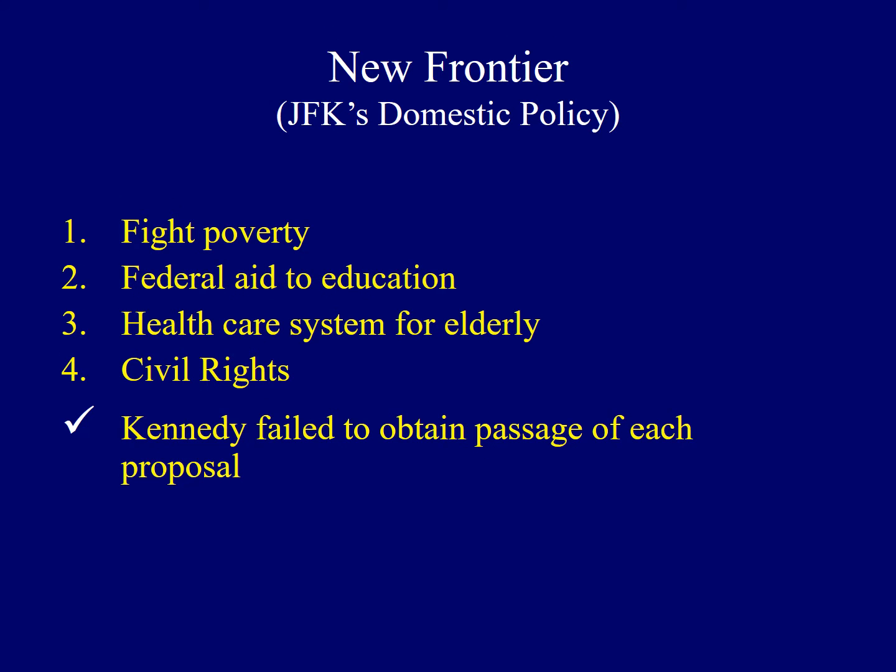In what was clearly in the tradition of Franklin Roosevelt's New Deal and Harry Truman's Fair Deal, John Kennedy announced his New Frontier, which had many lofty goals. First of all, he wanted to fight poverty. Secondly, he wanted to provide federal aid to public education. He also supported a healthcare system for the elderly. Last, he wanted to protect more civil rights.